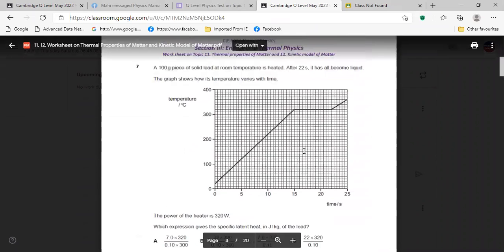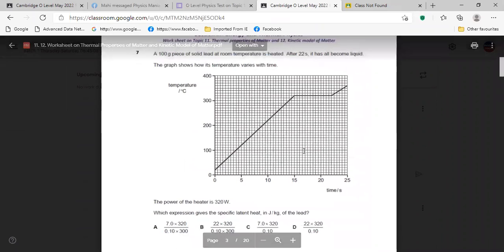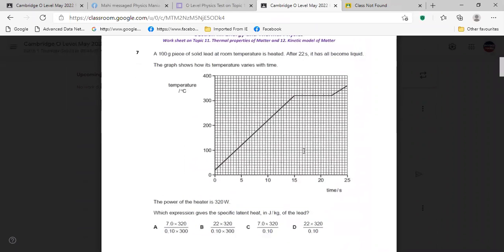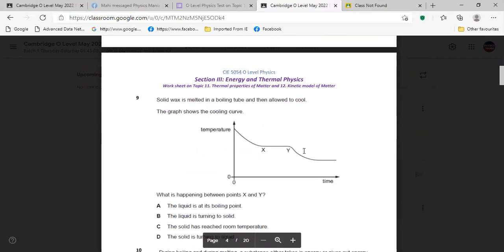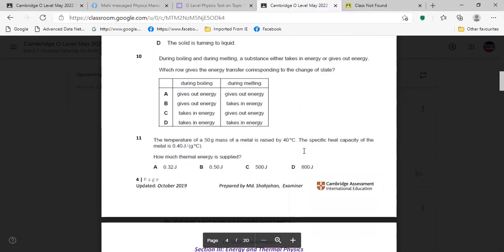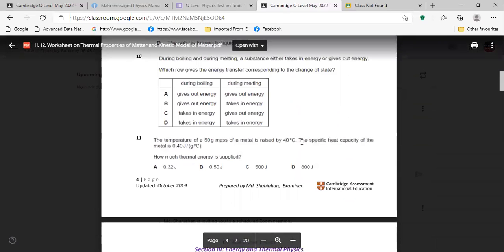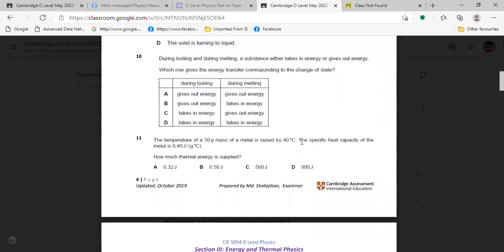This is also related to one of the formulas we are going to discuss, that is specific latent heat. And here we have another one, 11. Adrita, can you read this one? The temperature of a 50-gram mass of metal is raised by 40 degrees. The specific heat capacity is 0.40 J per gram degree Celsius. How much thermal energy is supplied?